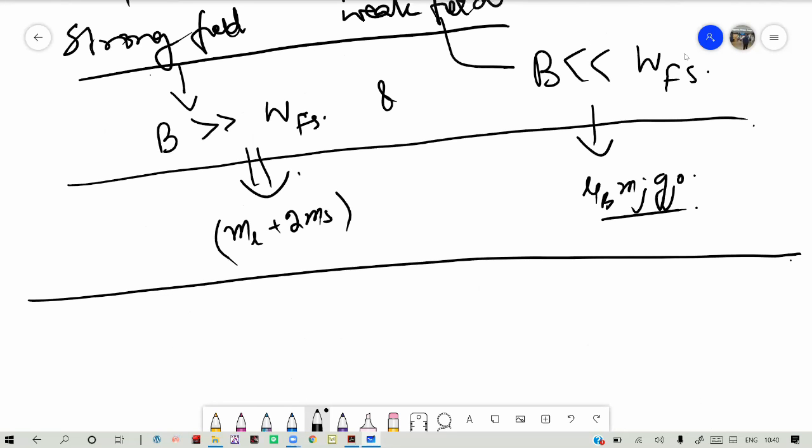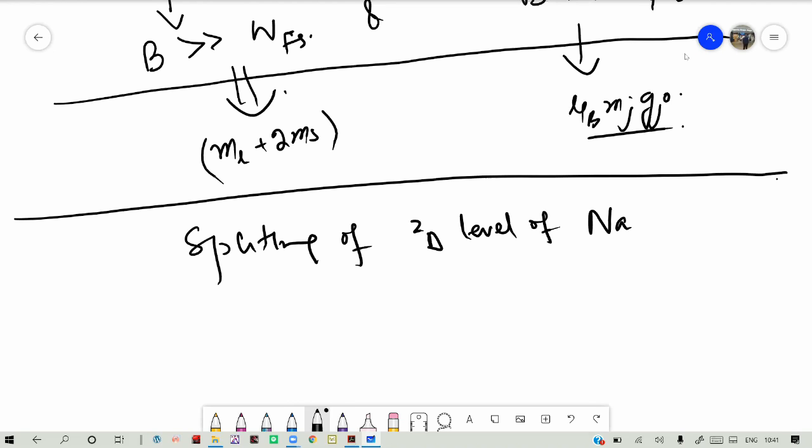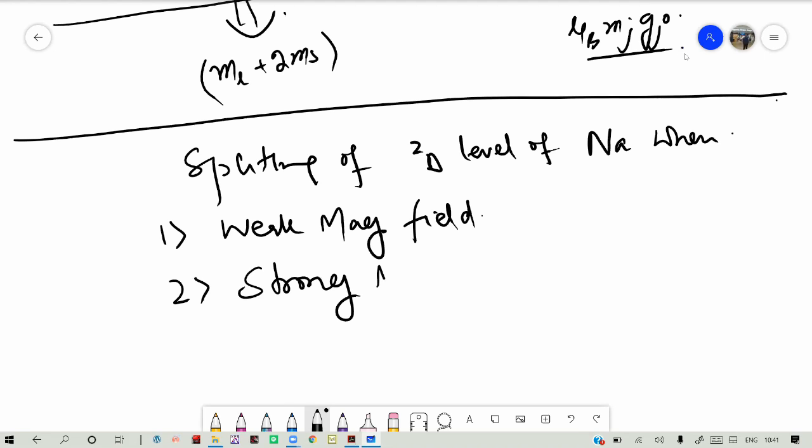So I will give you some examples. We will discuss some examples today, and to finish this topic, I will give you an example with a diagram: the splitting of the D level of sodium, number 1 in weak magnetic field and number 2 in strong magnetic field, and you have to show it in the diagram.